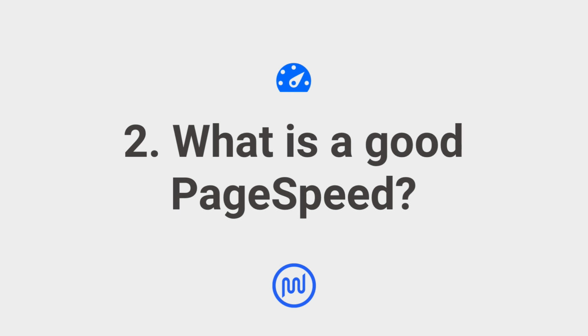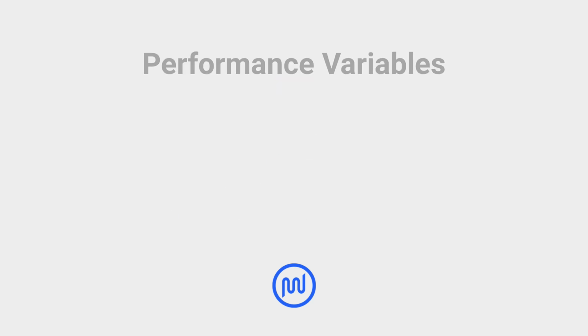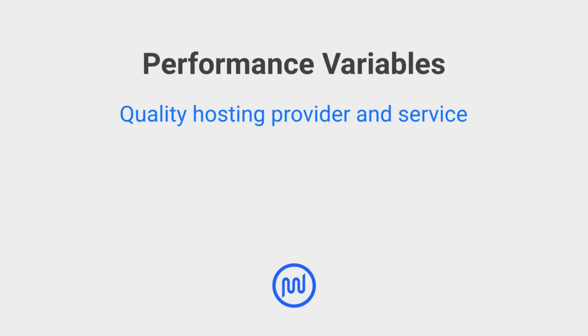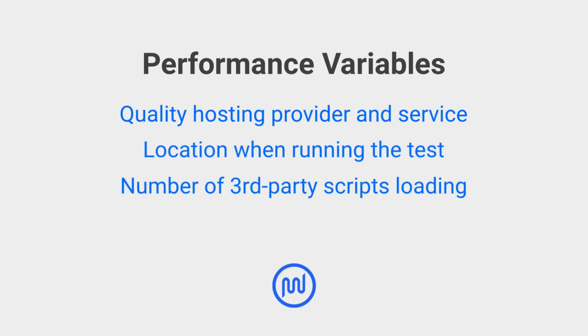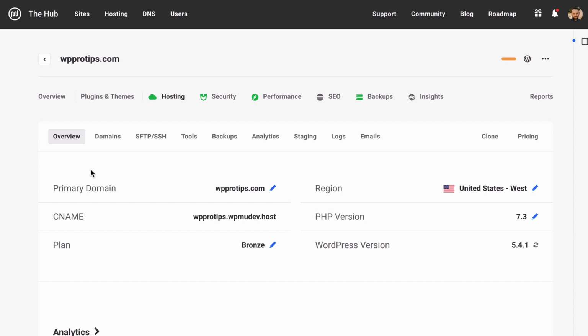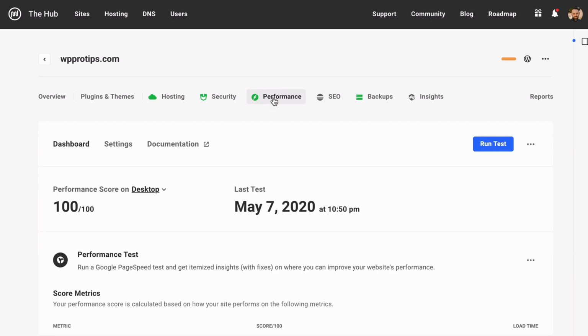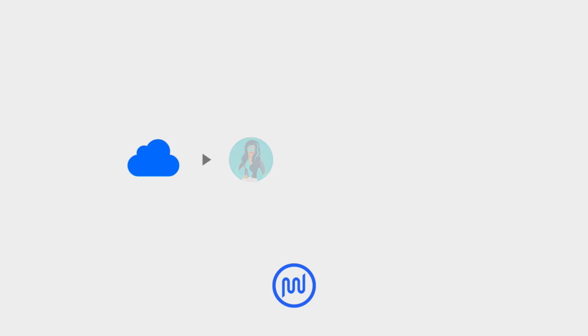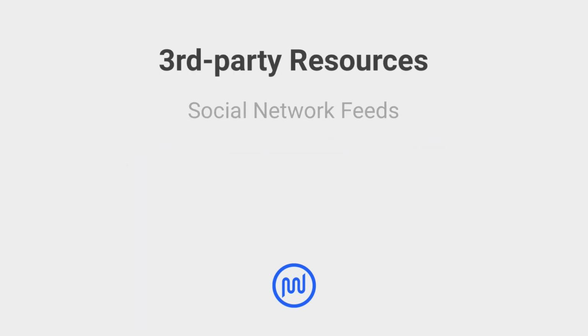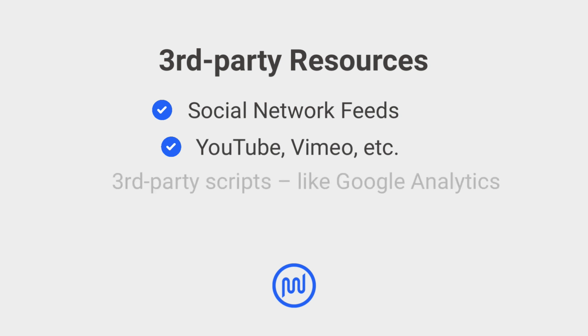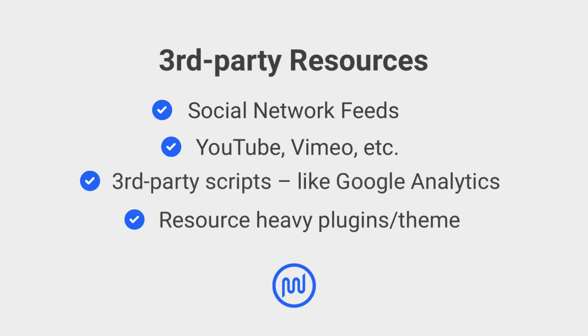Now we'll look at what a good performance score is for your site. Because PageSpeed scores fluctuate, setting a goal should be done with these variables in mind: the quality of your hosting, geographic location, the number of scripts or third-party calls your page is making, and the plugins and theme you are running. WPMU Dev members get the advantage of dedicated hosting, Smush Pro, and Hummingbird Pro performance controls for further optimizing speed, and a powerful CDN. But these cannot fix performance issues located on third-party servers, like social networks or video-embedded platforms like YouTube, scripts you rely on, or resource-intensive themes and plugins.